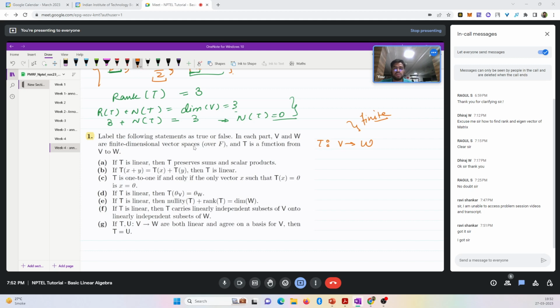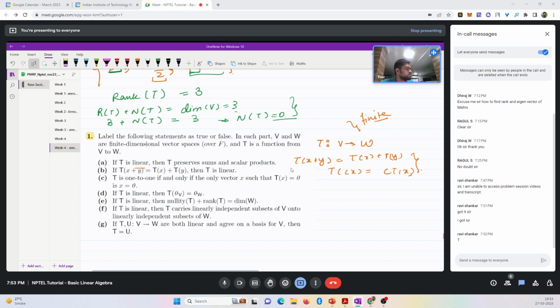So first thing is, if T is a linear map, then it preserves sum and scalar product, whether it is true or false. So what it is saying is, preserving sums means that T of x plus y is T of x plus T of y, right? And if it preserves scalar product, this means T of Cx is equal to C times T of x. So whether it's true or false, you can type in the chat box, whoever is there. If T is a linear map, does a linear map satisfy these two properties, right? This is true. This is the definition of a linear transformation, right?